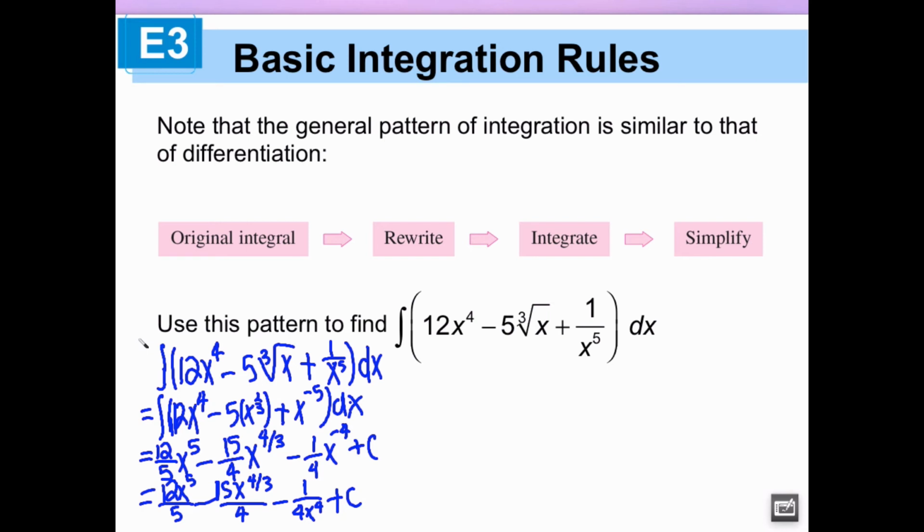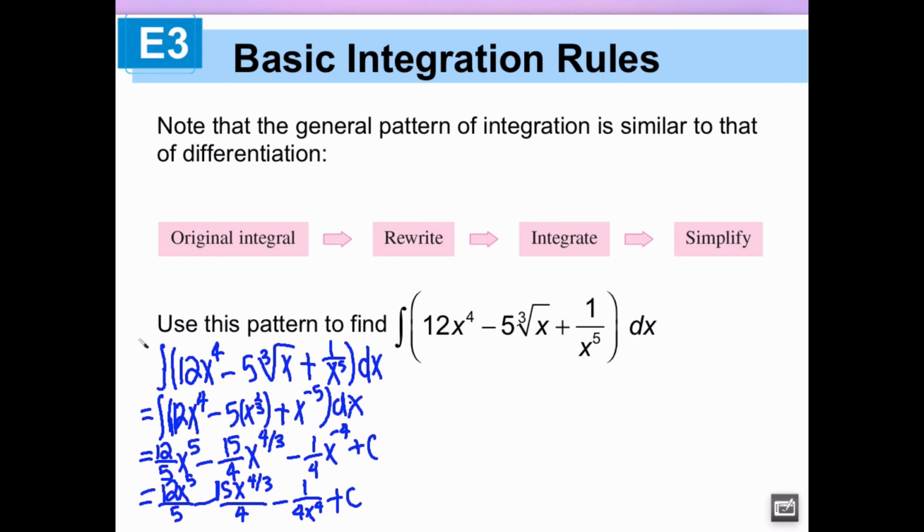This one, that's a big jump. You want to explain how you got that? So you're adding 1 to the exponent, so it'll be 4/3, 3/3 plus 1/3, so that's 4/3, and then you multiply by the reciprocal of 4/3, which is 3/4. So 5 times 3/4 is 15/4. Good.